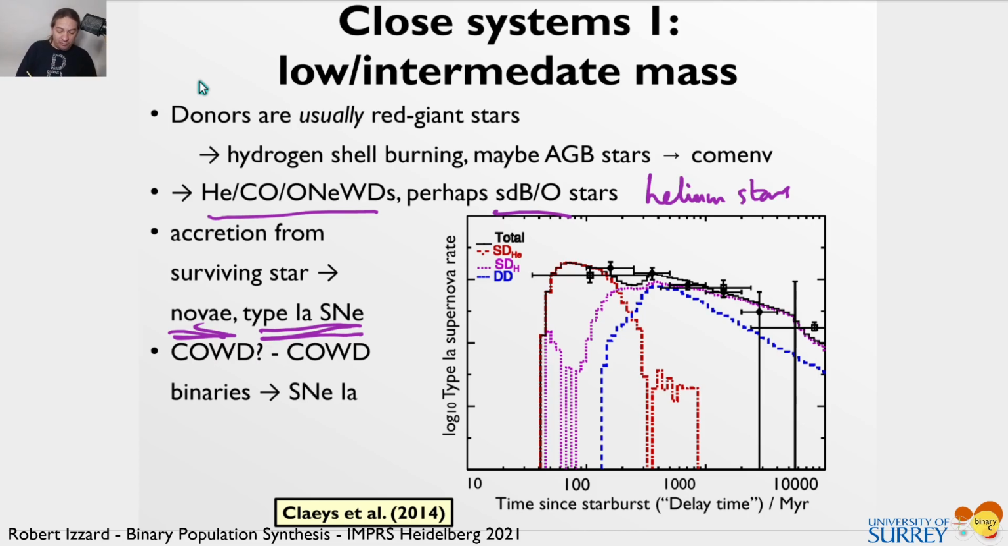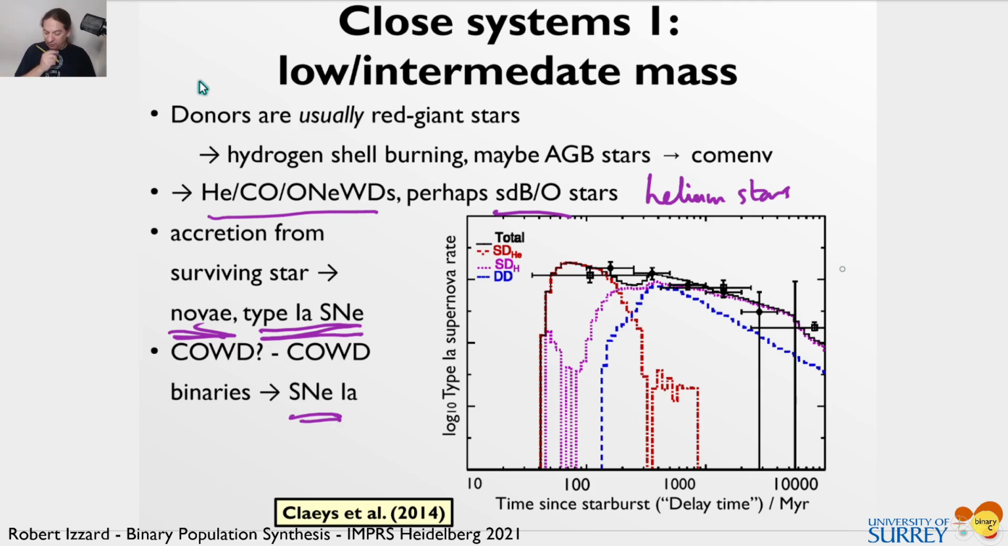You can also say, well, what happens if you go through two common envelopes? Which you could then do, because after the first one, you've got a carbon-oxygen white dwarf and a star. It's just a main sequence star. That will then evolve, become a red giant, and strip itself as well, and you'll end up with a carbon-oxygen white dwarf binary. That may also merge to become a type 1a supernova.